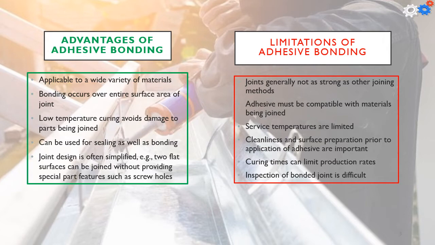The limitations of adhesive bonding are that the joints are generally not as strong as those of other joining methods, and the adhesive must be compatible with the materials being joined. The service temperature is going to be limited. Cleanliness and surface preparation prior to the application of the adhesive are important. Curing time can limit production rates, and inspection of the bonded joint is going to be difficult.